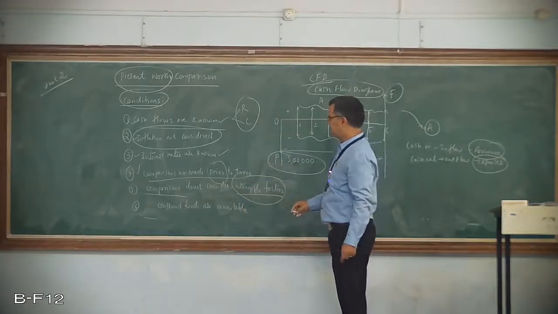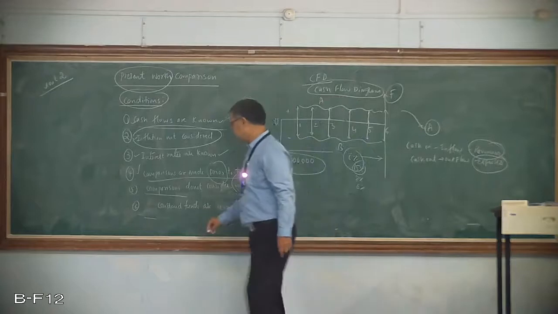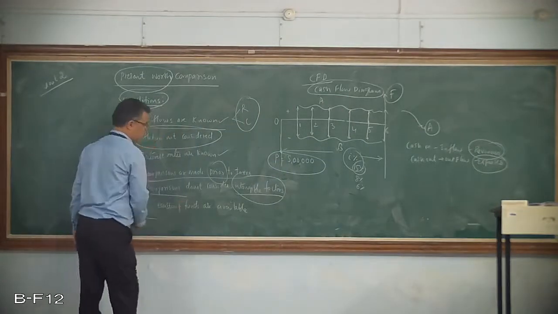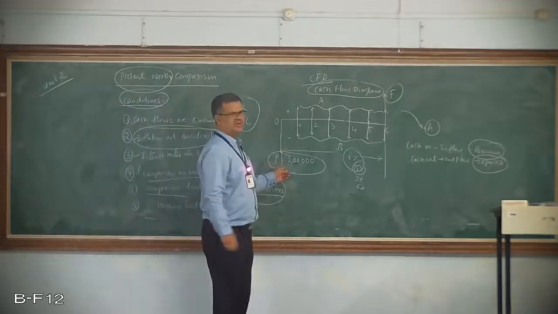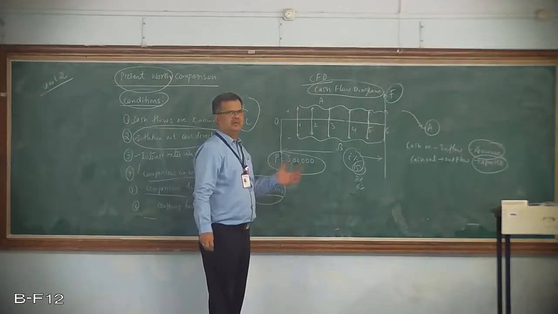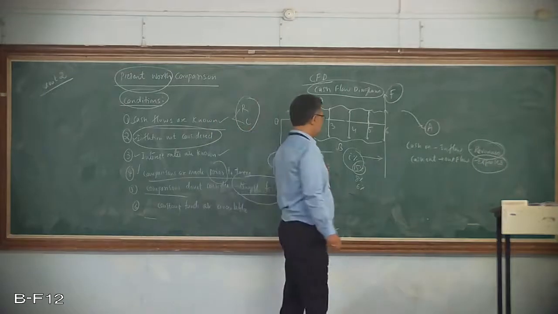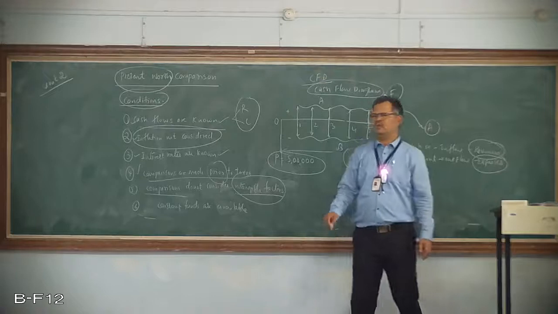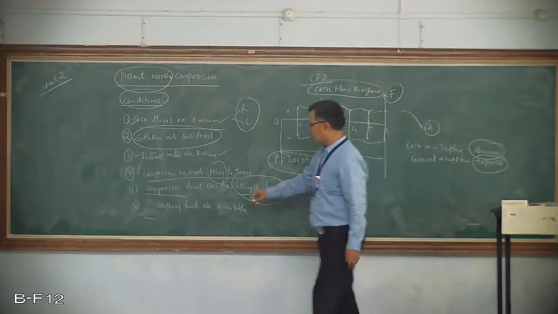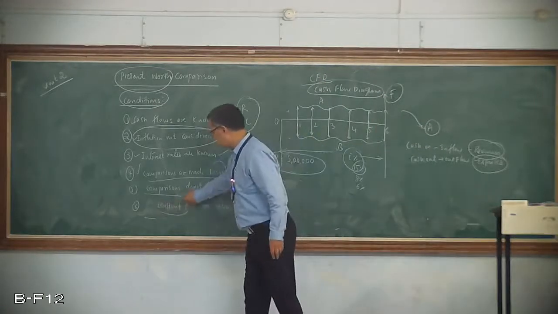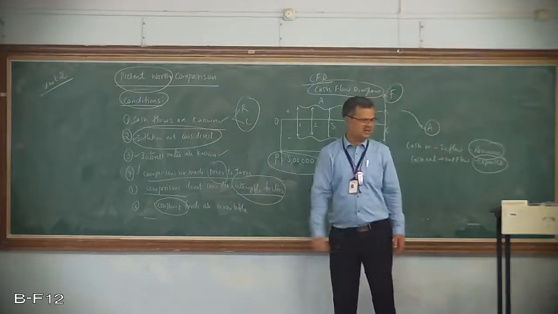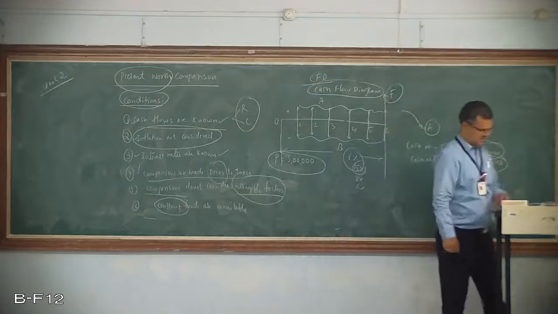And lastly, the sixth one: constant funds are available. When you invest money for buying equipment or machinery, and for maintenance costs and all, there should always be constant funds available. So one more assumption made is that constant funds are available. These are the six conditions made for comparison of assets using present worth.